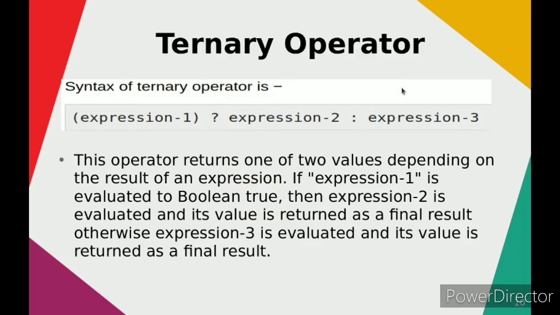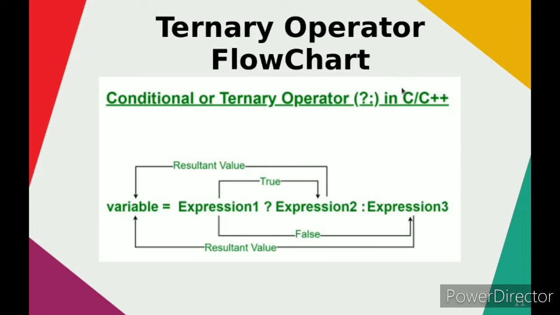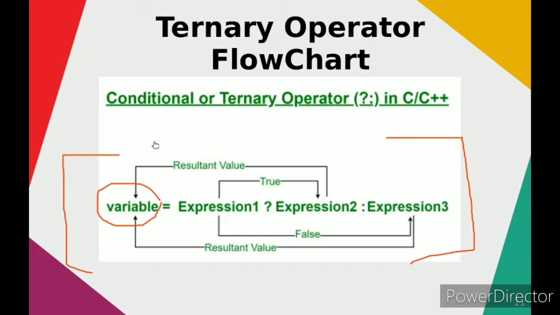Let us now look at the flowchart for the ternary operator. Looking at this flowchart, you can find that the variable to which the value is to be assigned is always on the left hand side of the expression, and this is what our compiler expects.